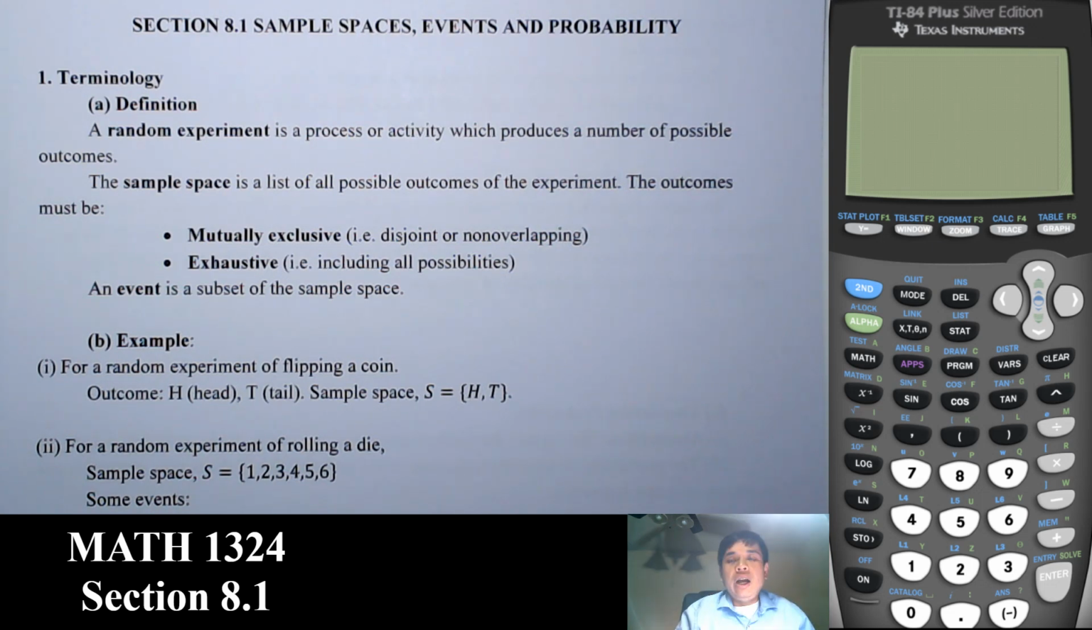Hi everybody, welcome to another video in Math 1324, section 8.1, sample space, event, and probability. So we go to the new chapter, the last chapter of the class about probability.